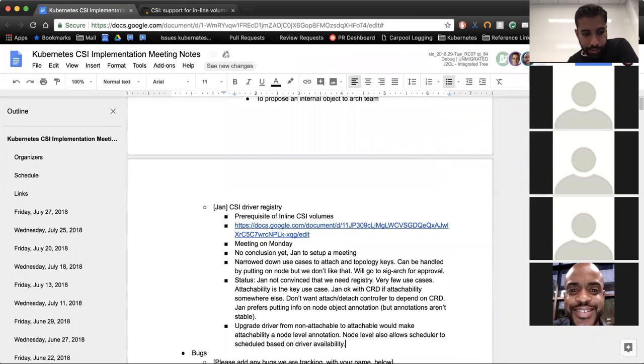Yeah, okay. So here's what I'm thinking. I still think that there's a use case for having an object. I'm going to go to SIG architecture this Thursday. I think attachability actually can go either place, but I want a use case for having it at the cluster level.